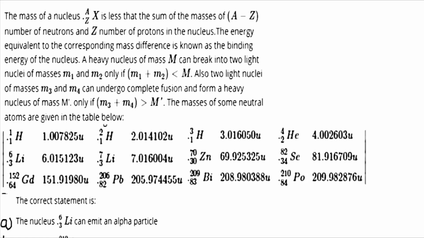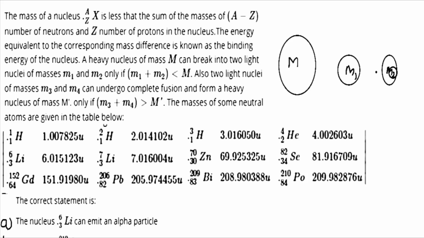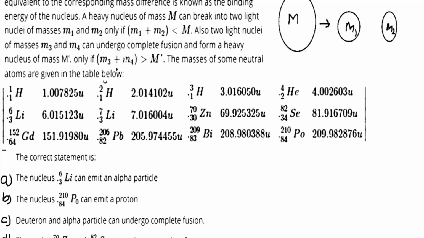That means if this is a heavier nucleus and you want to break it into smaller nuclei, let's say this has a mass capital M and these have masses M1 and M2. This breaking could only happen if M1 plus M2 is less than M. Also, two lighter nuclei of masses M3 and M4 can undergo complete fusion and form a heavier nucleus only if M3 plus M4 is greater than M dash.